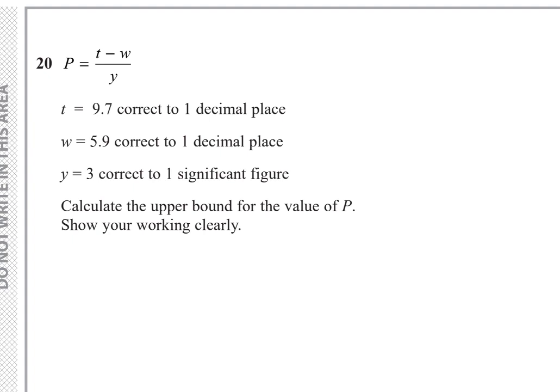Number 20. B equals T minus W over Y. T is 9.7, correct to 1 decimal place. W equals 5.9, correct to 1 decimal place. Y equals 3, correct to 1 significant figure. Calculate the upper bound for the value of B. The upper bound for B equals T minus W over Y.